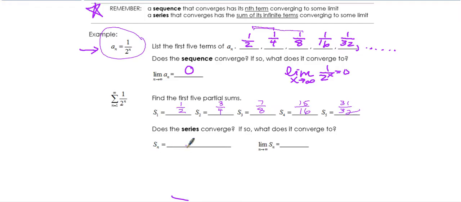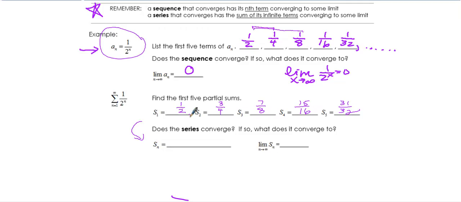Okay, in fact, if I want to prove it algebraically, I could come up with a formula for any partial sum. Okay, so look, the first partial sum is 1 over 2. The second partial sum is 3 over 4. The third one is 7 over 8.